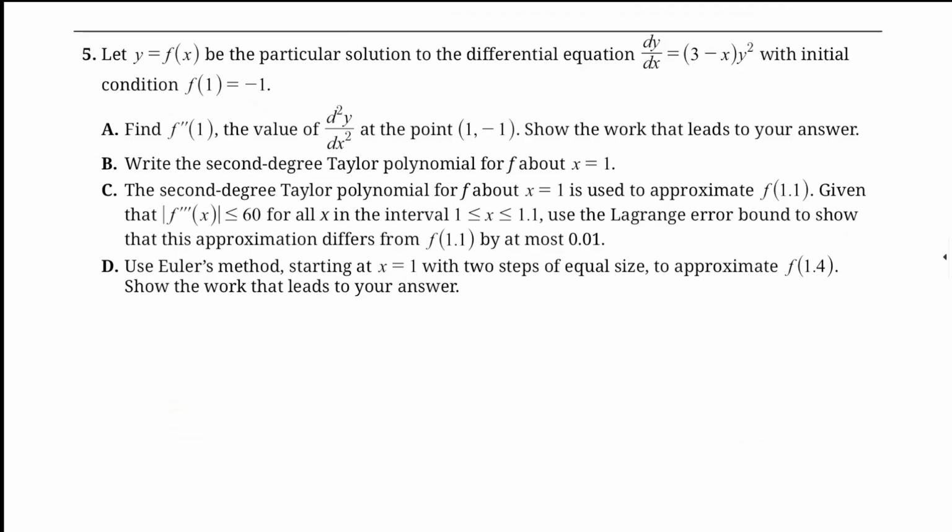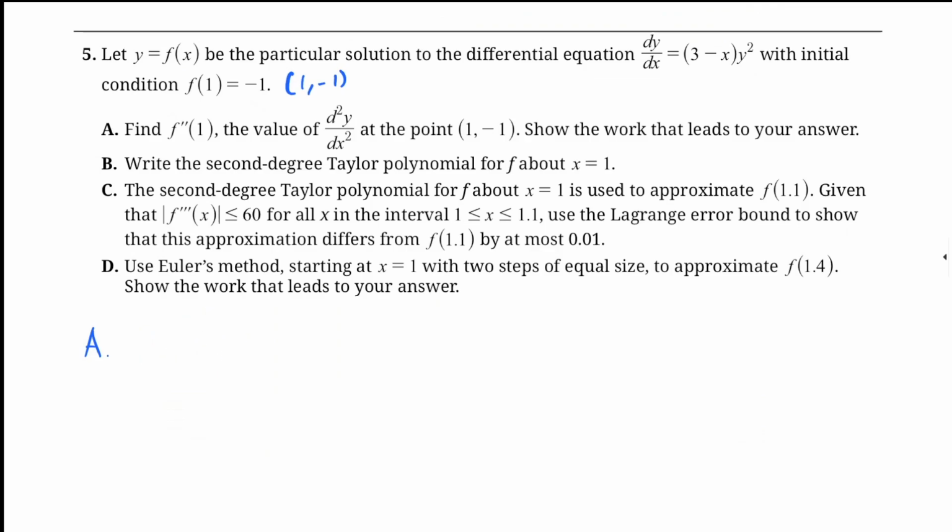So let y equals f of x be some solution to the differential equation. Okay, we have an initial condition, which I like to immediately write out as (1, -1). I just like writing it that way. For part A, find f double prime of 1, the value of d squared y over dx squared, the second derivative at that point. So basically, we just need to take the derivative of the derivative.